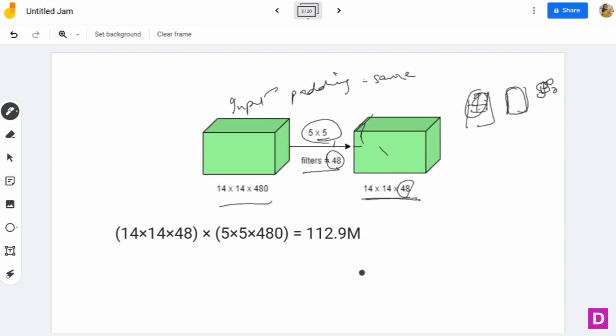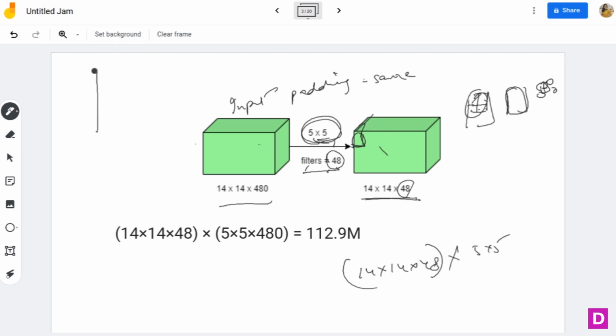That means we have to do the calculation 14 cross 14 cross 48 times, because we are convolving each and every block with the filters to get one block for the output. Hence we have to do this many times, and since we are using a 5 cross 5 convolution to find one value, we have to multiply it with 5 cross 5.